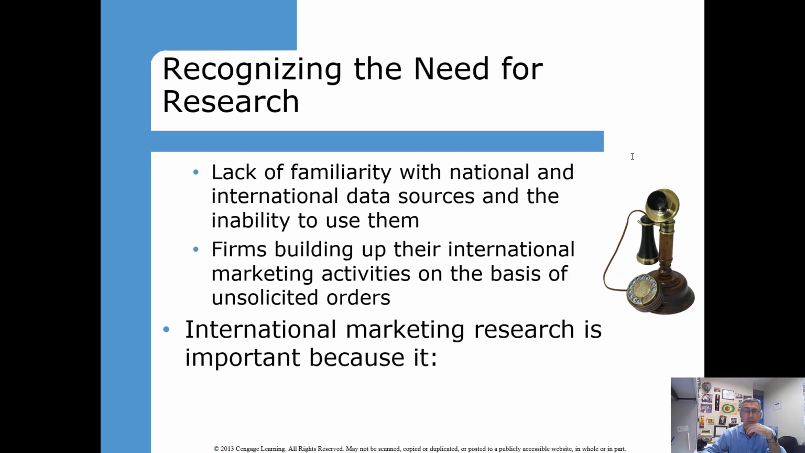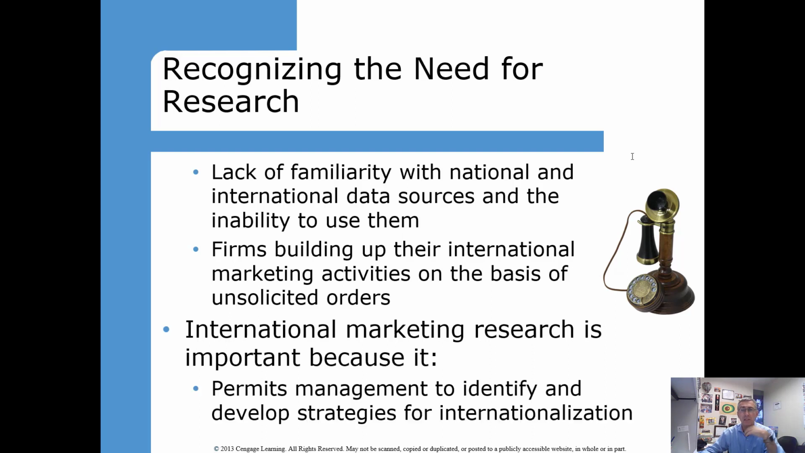International marketing research is important because it permits management to identify and develop strategies for internationalization. Again, you can be reactionary, you can be reactive, and you can try to wing it. But if you are able to sit down and get some help and really have the right resources, then you can have a sound strategy to internationalize. And of course, remember that the best plans have to be flexible and adaptable to change. So you want to be very flexible with your strategy. You don't want to be too rigid.